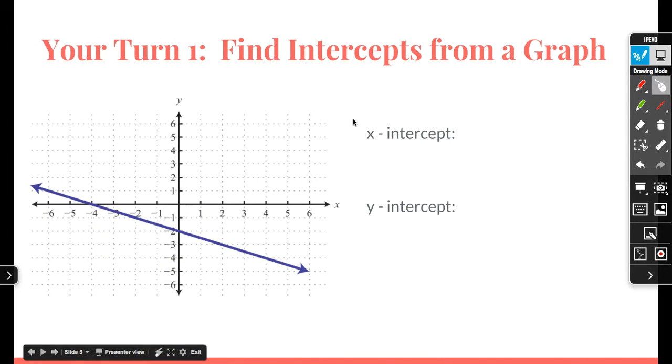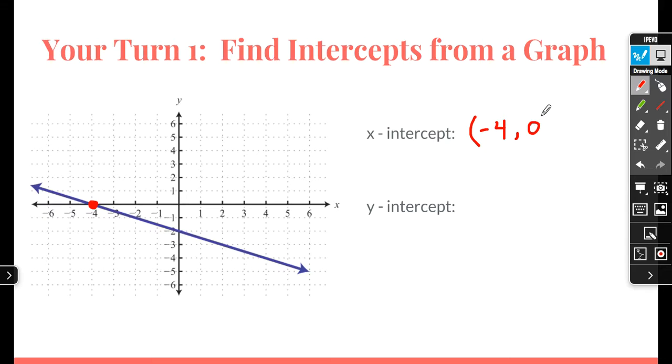For our your turn question, pause the video and look on the graph to figure out what the x and y intercepts are. For the x-intercept of this graph, on the x-axis, this line crosses at -4, so to write the coordinate, my x value is -4 and my y value will be 0. For my y-intercept on the y-axis, it crosses at -2. Since it's on the y-axis, my x is 0 and my y value is -2.